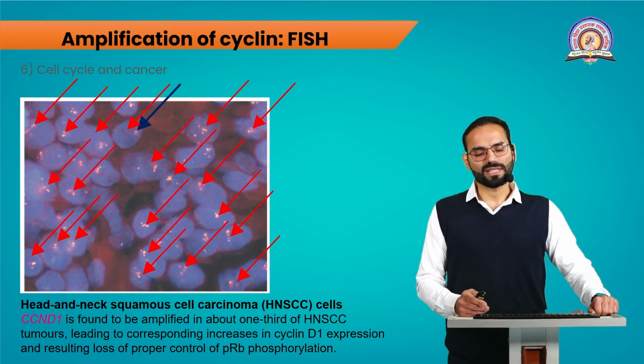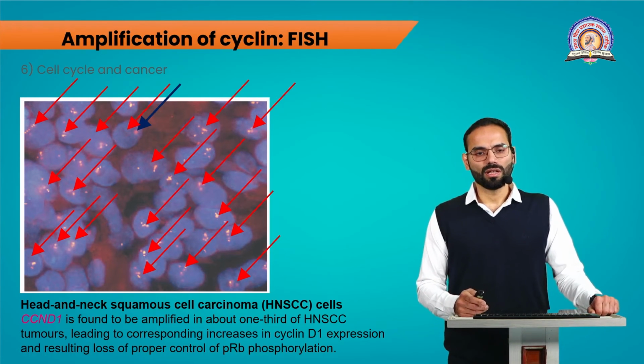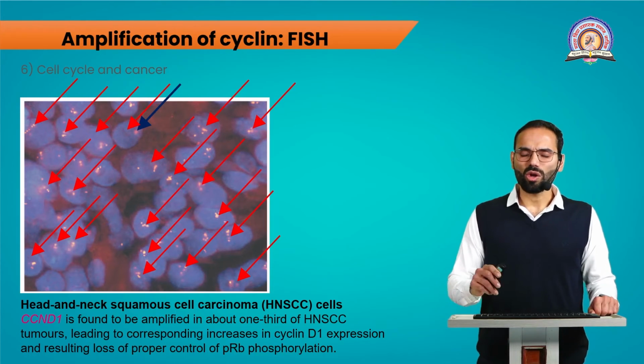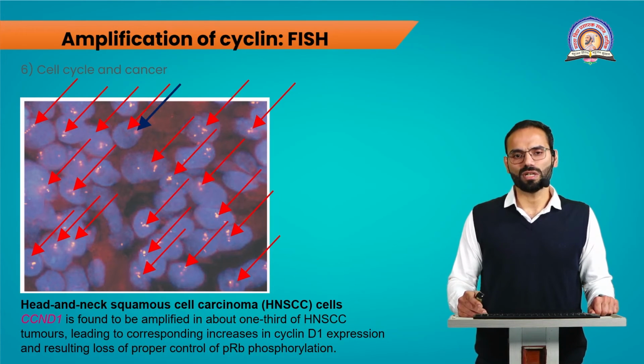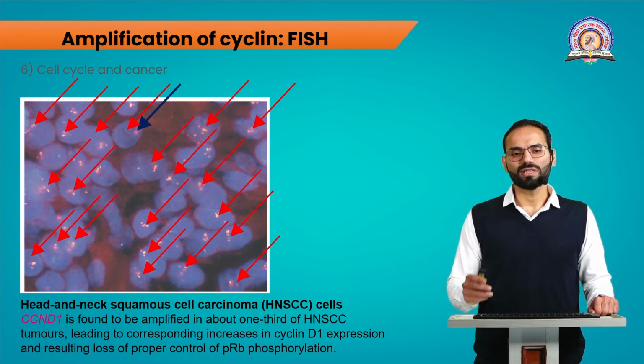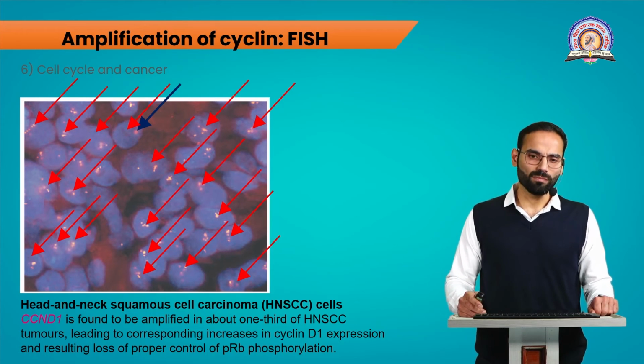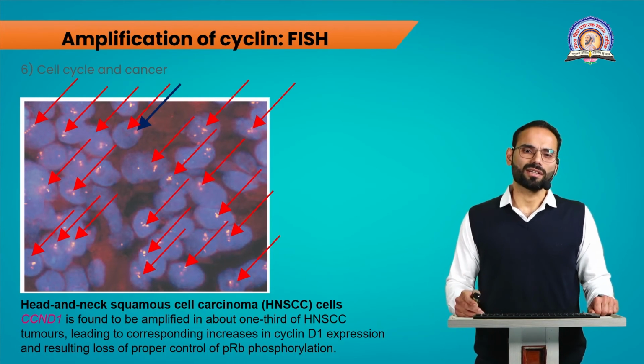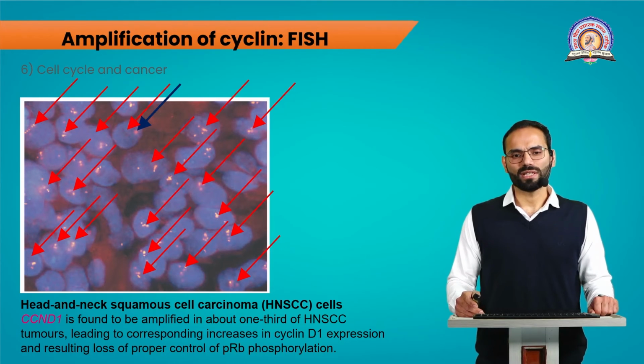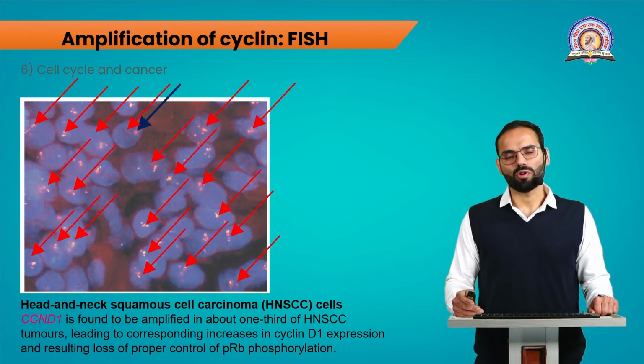And because of this cyclin D1 overexpression, that results in the loss of control over the retinoblastoma protein. And we have seen that this retinoblastoma protein is very important for the cell cycle transition from G1 to S phase. So once the cell loses control over this retinoblastoma protein, there is an aberrant cell cycle progression which results mostly in forms of cancers.